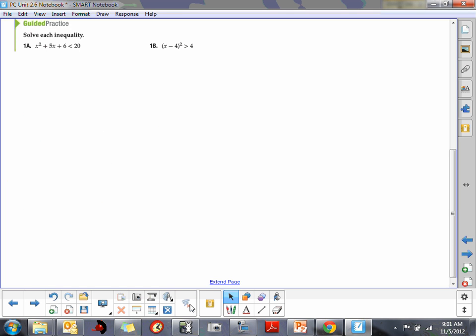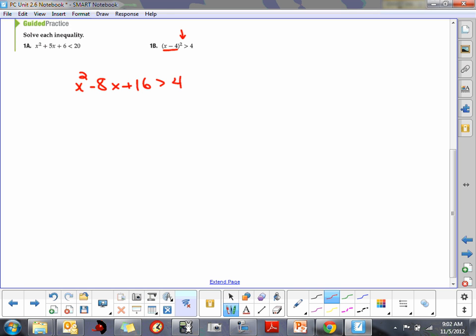In 1b, there's only a squared term in it, so again it's going to be quadratic. In order to solve a quadratic, you've got to get one side equal to 0. So I'm first going to expand the x minus 4 squared, so that's x squared minus 8x plus 16 is greater than 4. We're going to move the 4 over, so x squared minus 8x. We subtract 4 from the 16, which gives us positive 12 is greater than 0.